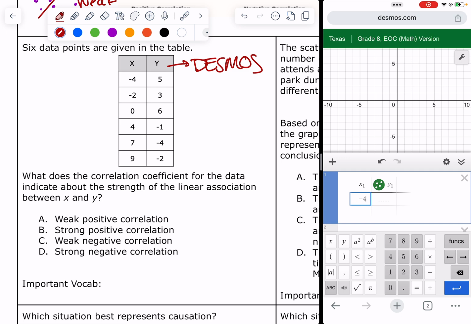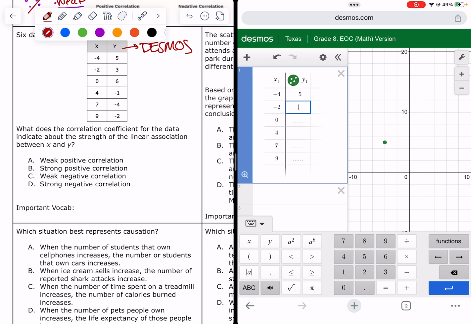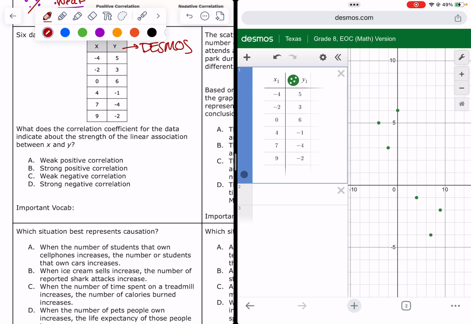-4, -2, let's make this a little bit bigger. -2, 0, 4, 7, 9. Now I have 5, 3, 6, -1, -4, and -2. Now I want to press this magnifying glass just so I get in a good habit. Now it gives me something, okay?